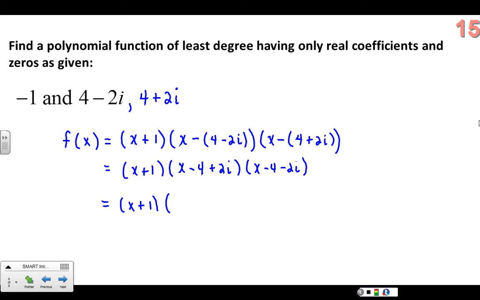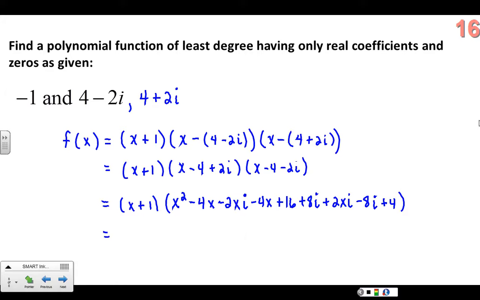Okay, if I multiply these two polynomials, I get x times x, which is x squared. x times minus 4 is minus 4x. x times negative 2i is negative 2xi. Okay, so now I'm going to multiply the negative 4 times everything. So negative 4x. Negative 4 times negative 4 is plus 16. Negative 4 times negative 2i is plus 8i. And then 2i times everything, so plus 2xi minus 8i and minus 4i squared, which we know is plus 4.